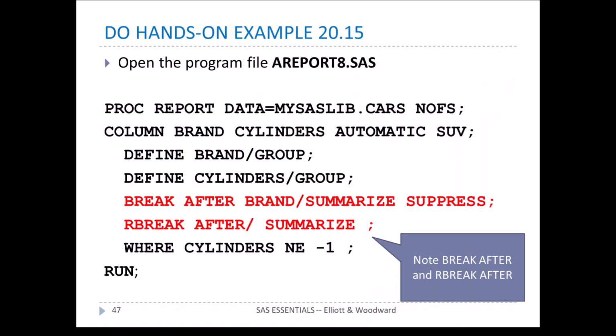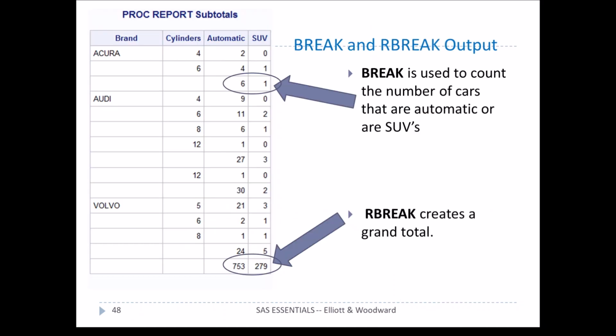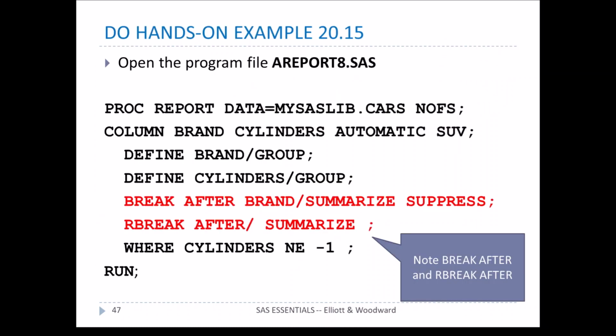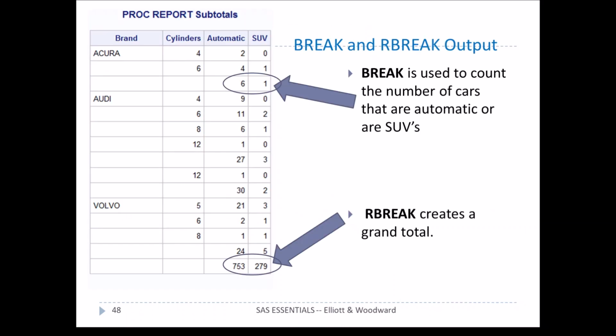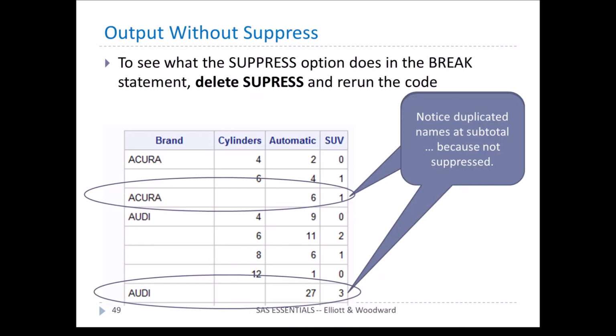So let's just back up for a moment. And again, see the BREAK AFTER brand. After the brand, we have a break, and we're going to then have a summary. Again, we'll look at SUPPRESS in just a minute. But then the RBREAK is at the very bottom. Now, if we leave off SUPPRESS, what that's going to do is repeat the brand at the summary. So here we have Acura and then Acura again.